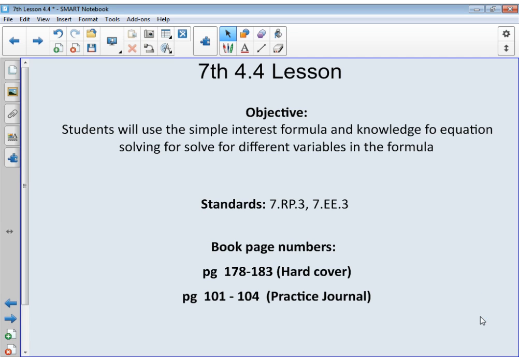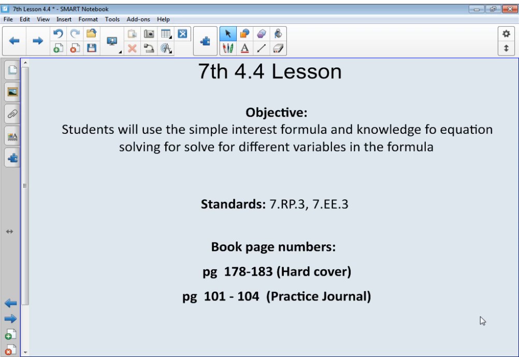Okay, this is 7th grade lesson 4.4. In this lesson, we'll be using the interest formula to find one of the variables in the formula. The standards covered in this lesson are 7.RP.3 and 7.EE.3. Out of the hardcover book, you're using pages 178 through 183, and out of the practice journal, pages 101 through 104.